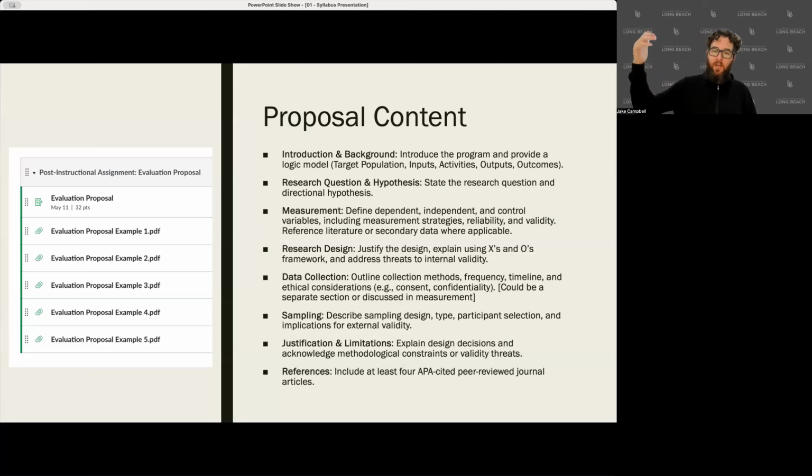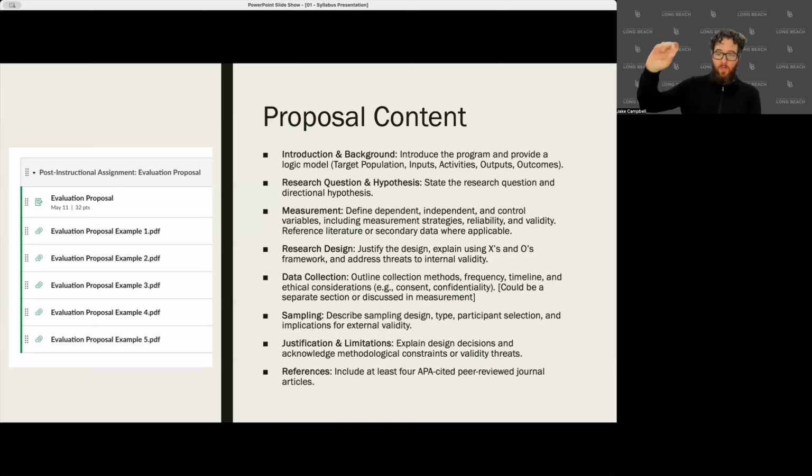So you're going to be asked to provide an introduction and background section. You should be able to describe what the program is to a person that doesn't know it. You can use a logic model or a narrative or both to describe this is the program, this is what they do, this is who they are. That's your introduction and your background. You should state your research question. You should state your hypothesis. That should be a clear evaluation question and hypothesis. That will look a lot like the evaluation discussion post on research questions.